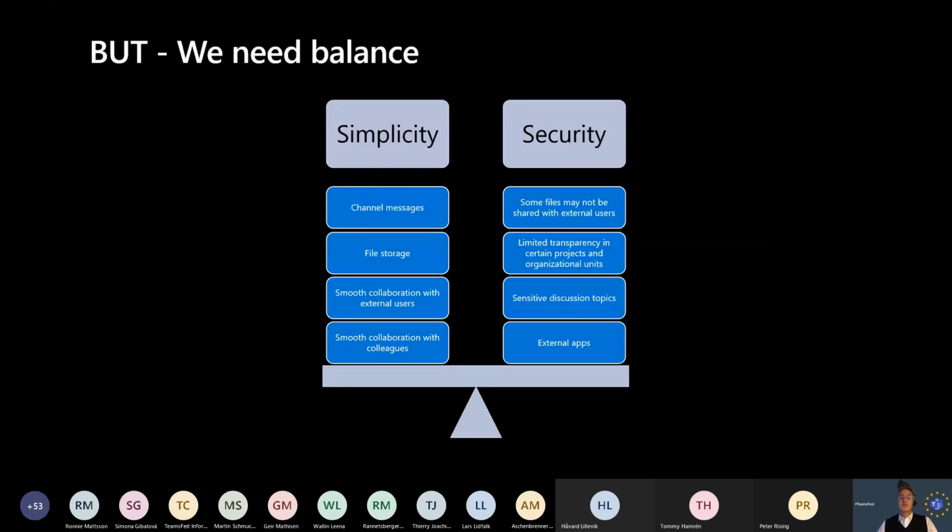It doesn't matter how smooth, easy, and user-friendly a tool or solution is if we cannot be sure we can trust it. We need balance. And I think we all are familiar with the classic contradiction, simplicity versus security. Those of you who have met me or heard me before know that I'm passionate about governance. And governance is a broad concept that really encompasses everything, and thus security.